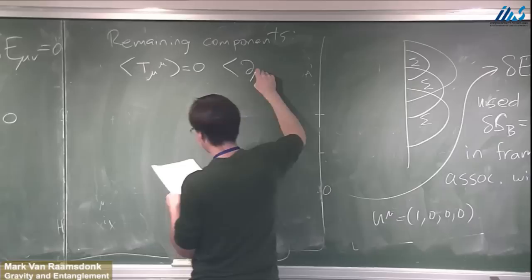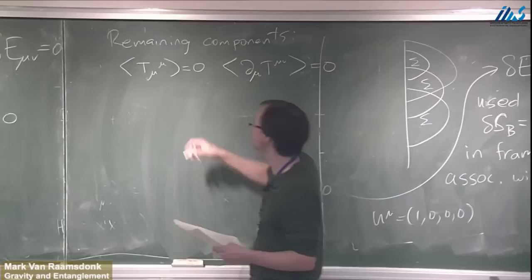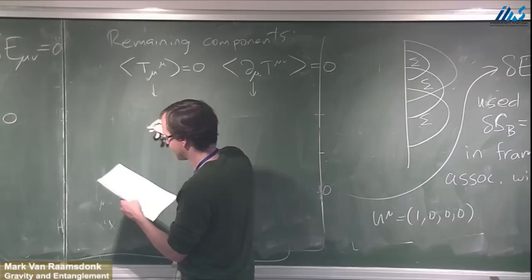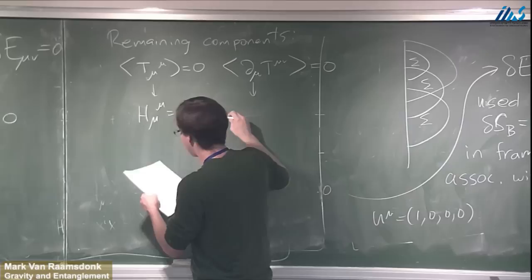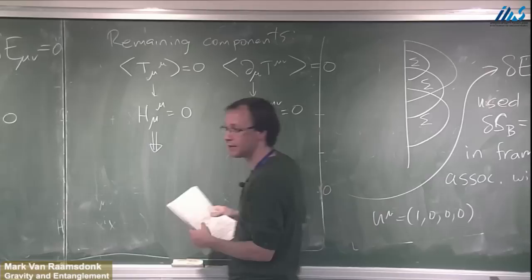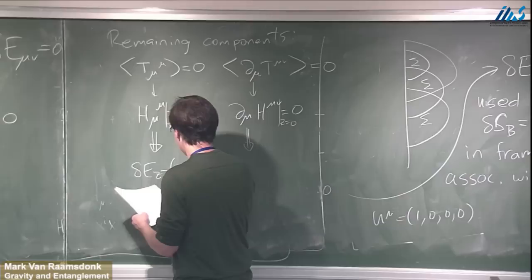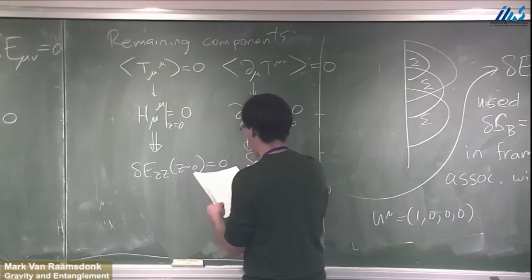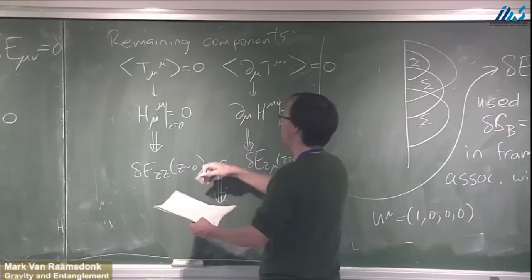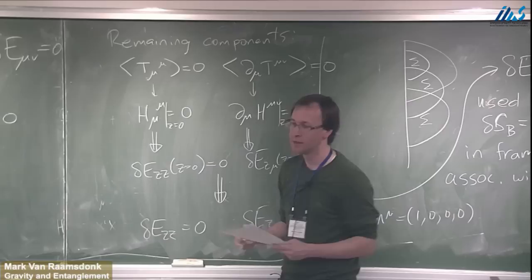Okay, so I have the tracelessness and conservation of the stress energy tensor in the field theory. If I translate that using our first result to the bulk, I end up with these equations. And it turns out that these are exactly what you need on the boundary. On the boundary, z equals 0. So these turn out to give me delta E z mu z equals 0. And then you use the other equations that you've derived to show mu equals 0.